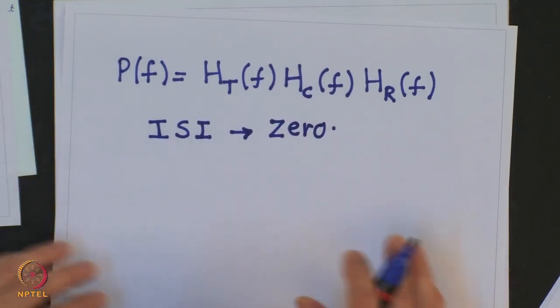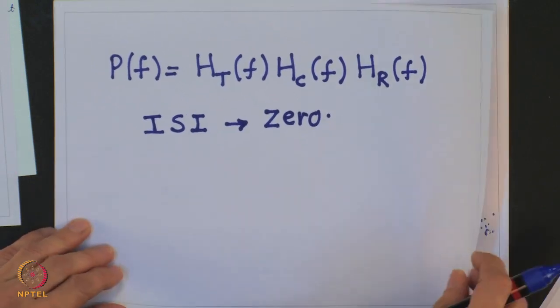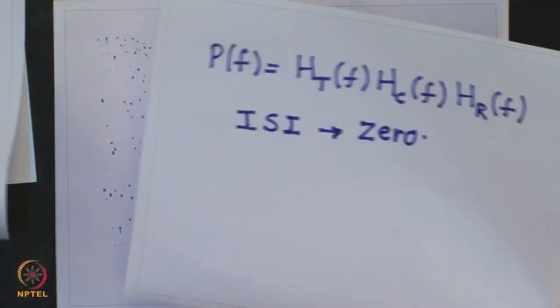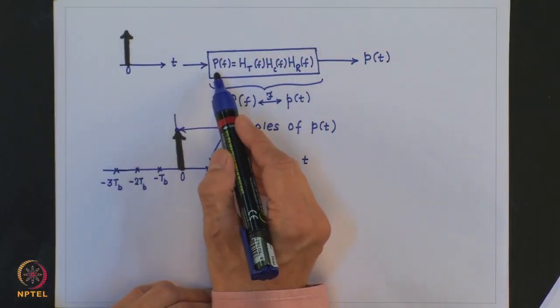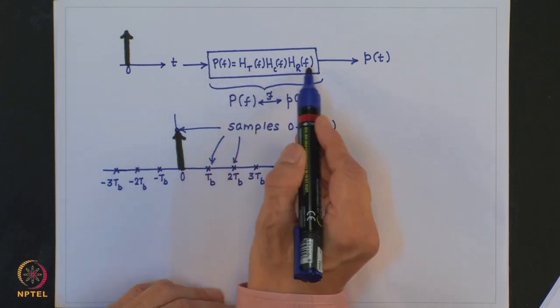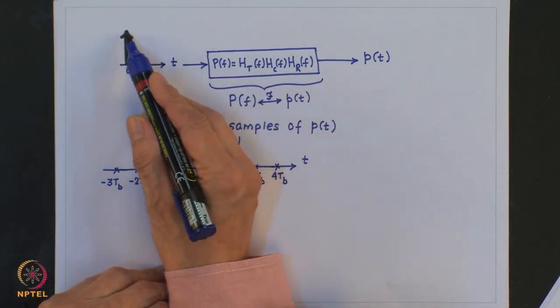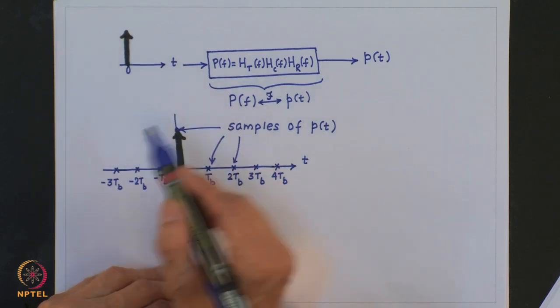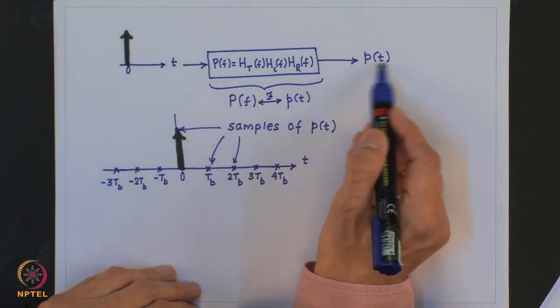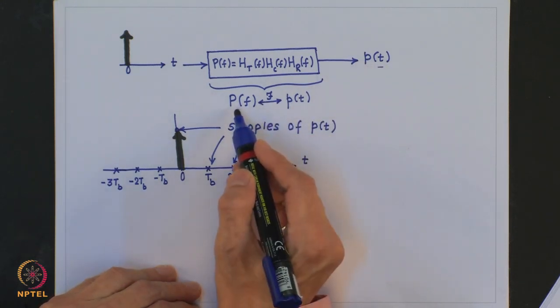Okay. So, let us try to understand when we will get ISI to be 0, and we can do that with the help of this figure out here. So, here I have shown Pf, which is the overall system transfer function composed of these 3 filters. If I apply an input impulse of unit strength, then the output I will get will be Pt, and the Fourier transform of this Pt is Pf. Okay.